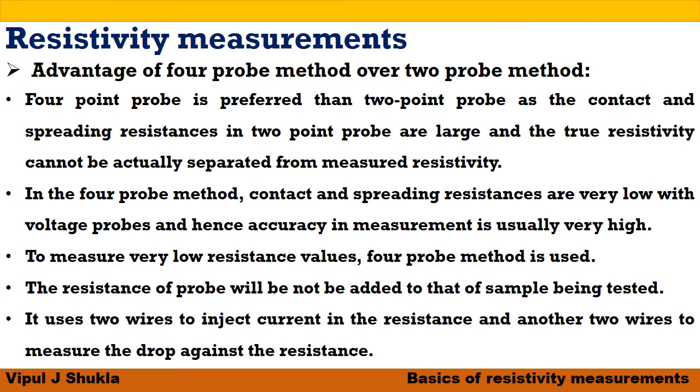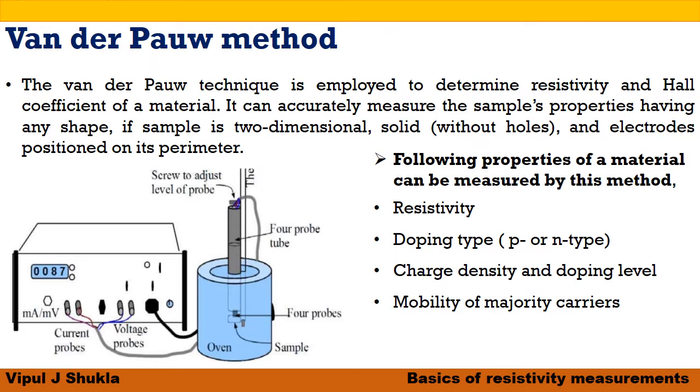To measure very low resistance values, the 4-probe method is used, and the resistance of the probe will not be added to that of the sample being tested. It uses 2 wires to inject current in the resistance and another 2 wires to measure the drop across the resistance. Look at this 4-probe method, which is also known as the Van der Pauw method.